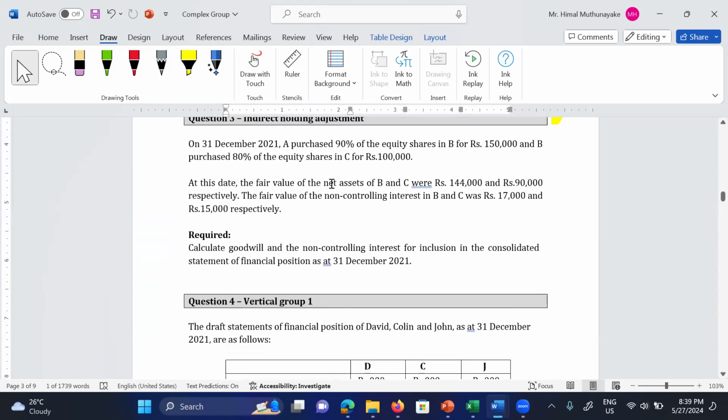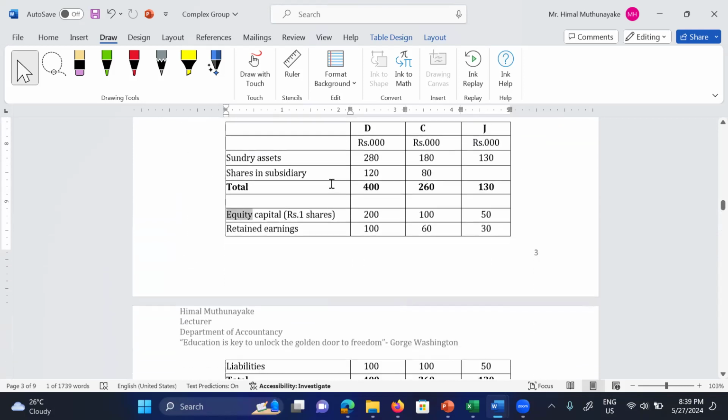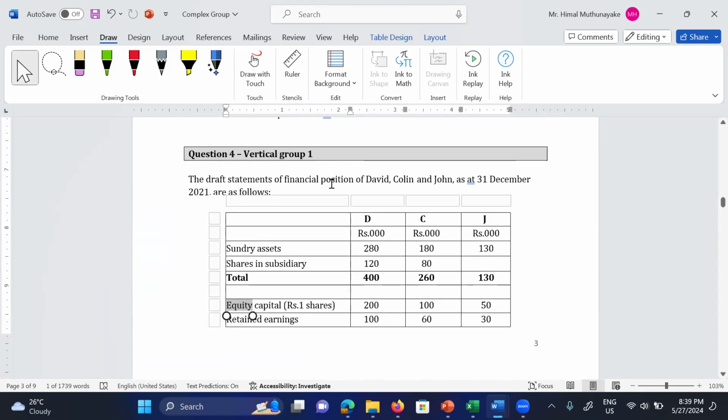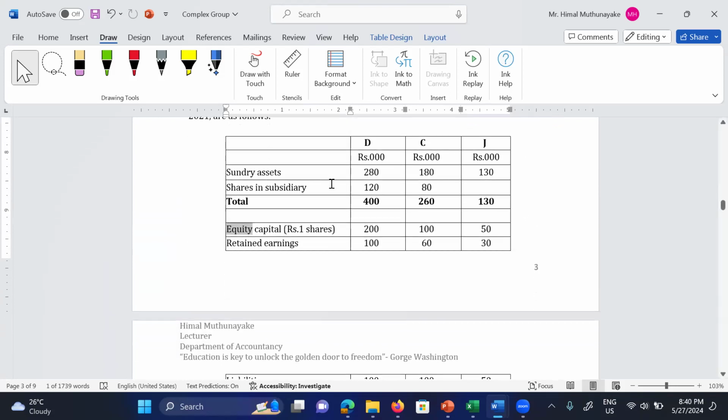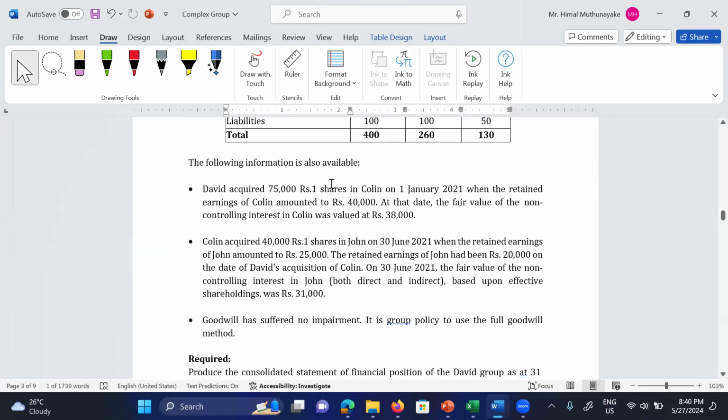Let's look at this question number 4. This is also coming from the vertical group. The draft statements of financial position of David, Colin, and John as at 31st December 2021 are as follows. So they have some assets and liabilities. David acquired 75,000 rupees one share in Colin on 1st of January 2021 when the retained earnings of Colin amounted to rupees 40,000. At that date, the fair value of the non-controlling interest in Colin was valued at 38,000.